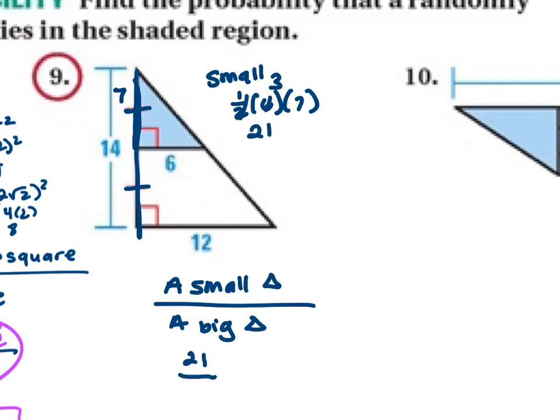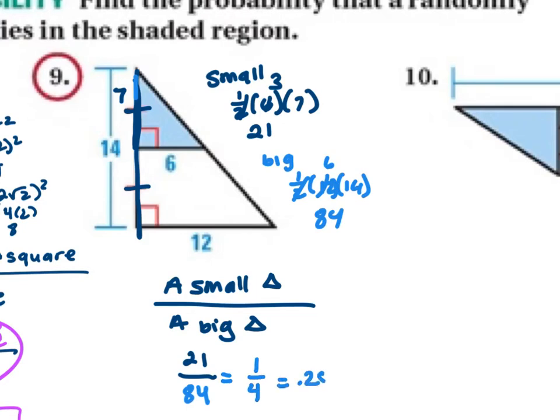And the big triangle is 1/2 times 12 times 14. Or 6 times 14, which is 84. And that reduces to 1/4, or 0.25, or 25%.